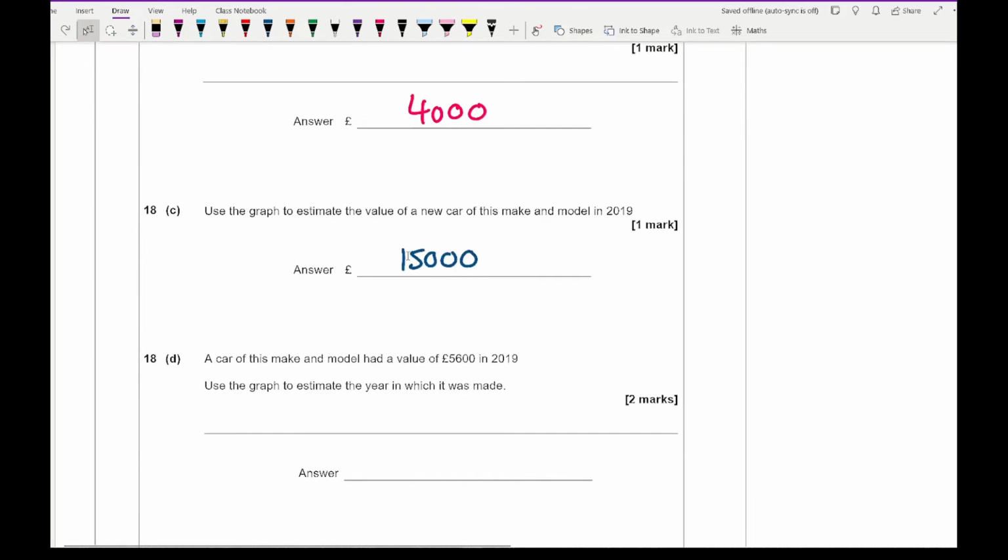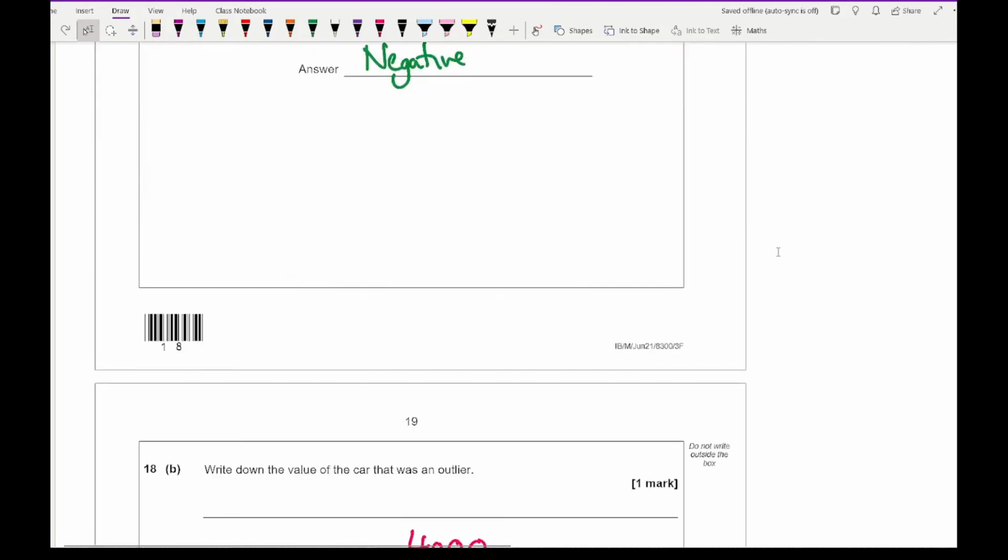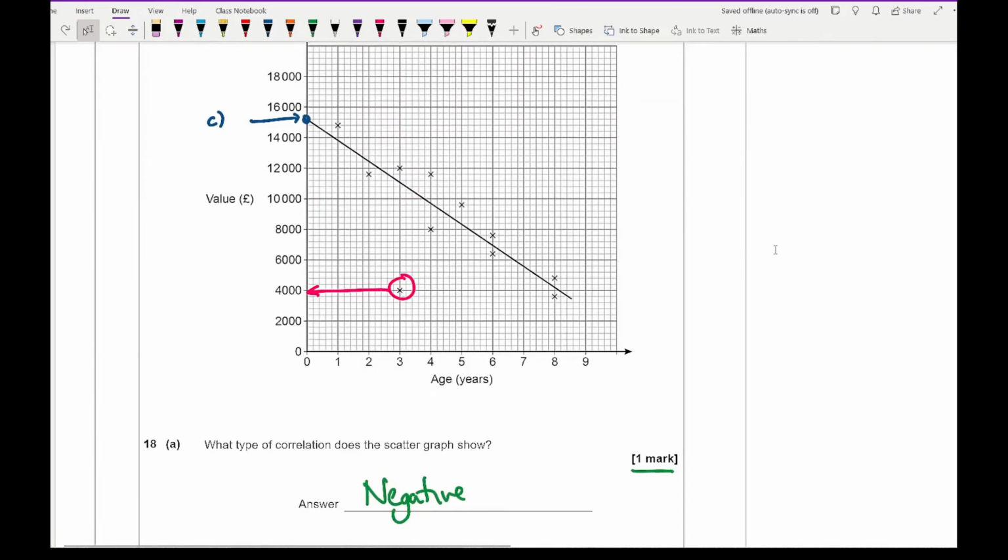Then it says a car of this make and model had a value of 5,600 in 2019. Use the graph to estimate the year in which it was made. So what we need to do here is go back to our graph. We need to try and find 5,600. So 5,000 is going to be about there. And I would say 600 is going to be somewhere in between.